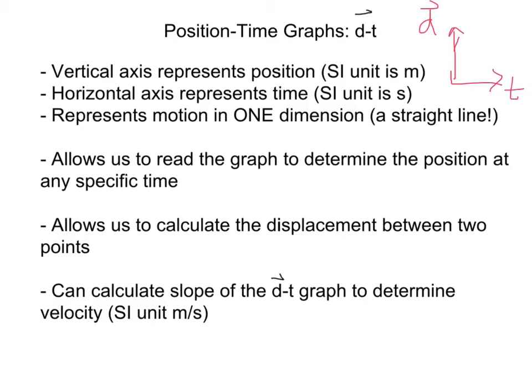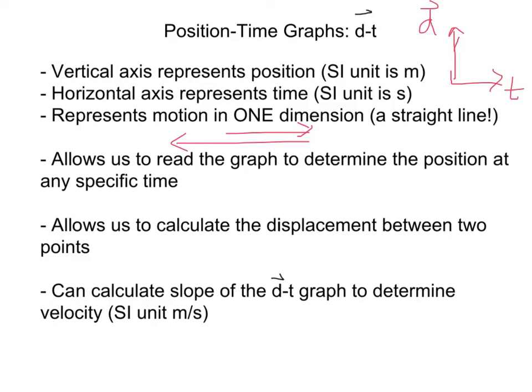And this time we can only represent motion in one dimension. So that is motion in a straight line. So forwards and backwards, that would be a straight line. Or north and south, that would be a straight line. Or east to west, right? So we can go in two directions as long as they're opposites of each other, but the motion occurs in a straight line, so we can use a position time graph to represent this.